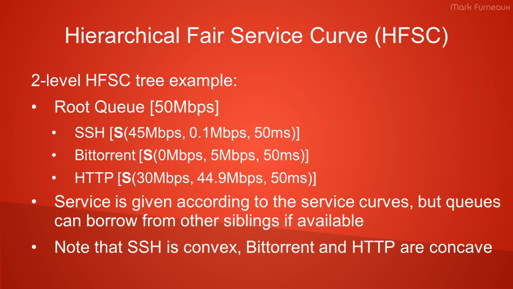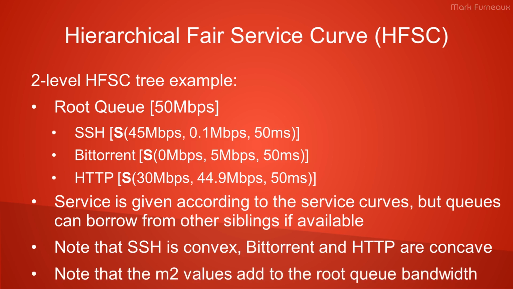Now note that SSH is convex, and both BitTorrent and HTTP are concave. In fact, BitTorrent actually has an M1 slope of 0, which means that it's guaranteed that all packets will have a delay of at least 50 milliseconds in that case, because no packets will be forwarded for the first 50 milliseconds. Now you may notice that the M2 values in this example actually do add up to the root queue bandwidth, and of course the M1 values don't, but the M2 values do.